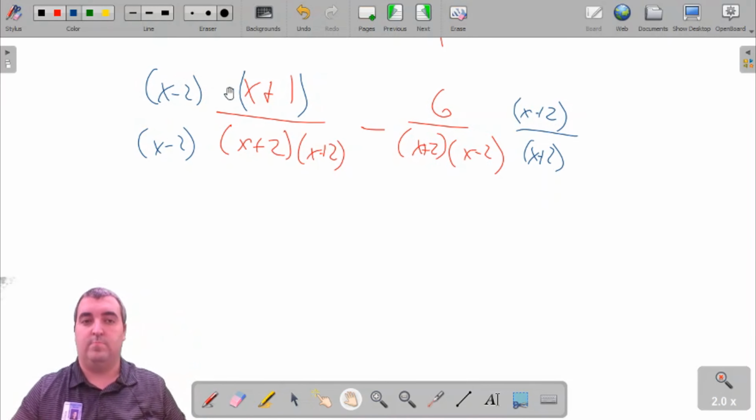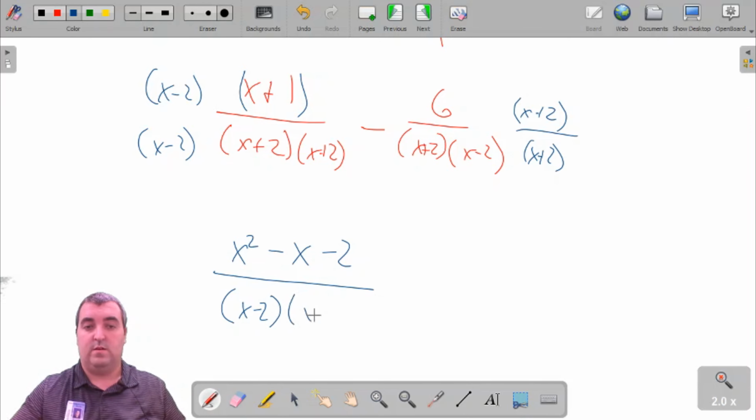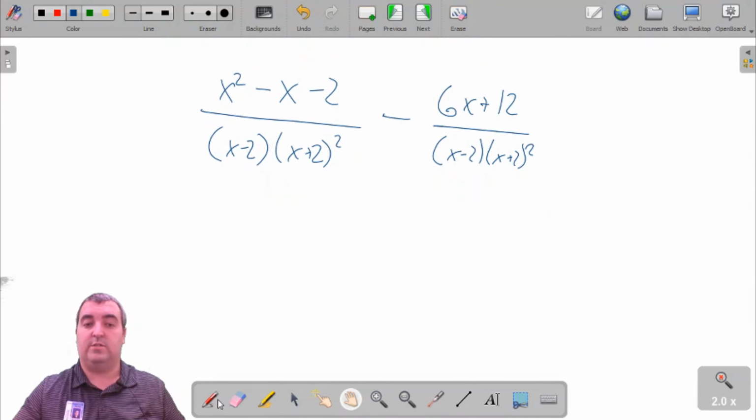Now, make sure you multiply that out correctly. You're going to get x squared minus x minus 2 all over this lovely denominator. So I'm going to write it as (x + 2) squared, so it's a little less work. Minus, and then 6x plus 12 all over (x - 2)(x + 2) squared. All right, and then now I'm going to do the subtraction.